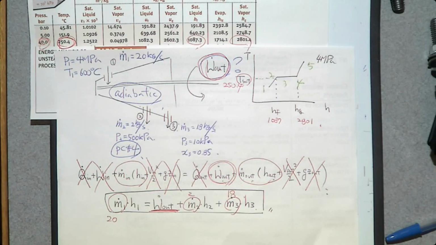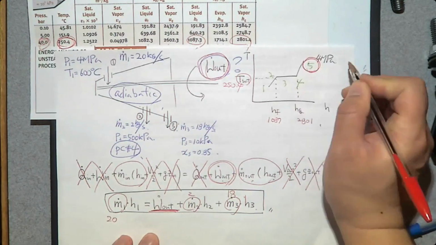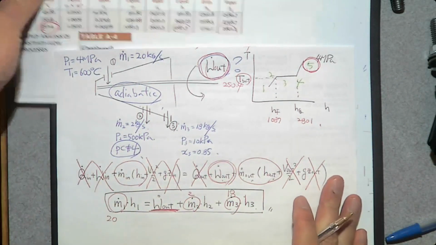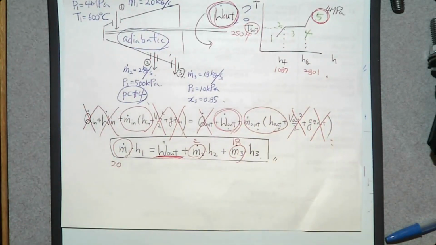Then, do we know any other property at the inlet? Yes, temperature, 600. So let's find 600. On this T-H diagram, Tsat is at 250. Where is 600? Up here. So what is the phase change process? Number 6? No, number 5. Superheated vapor. So if you know superheated vapor, how can you find H from the superheated vapor table?